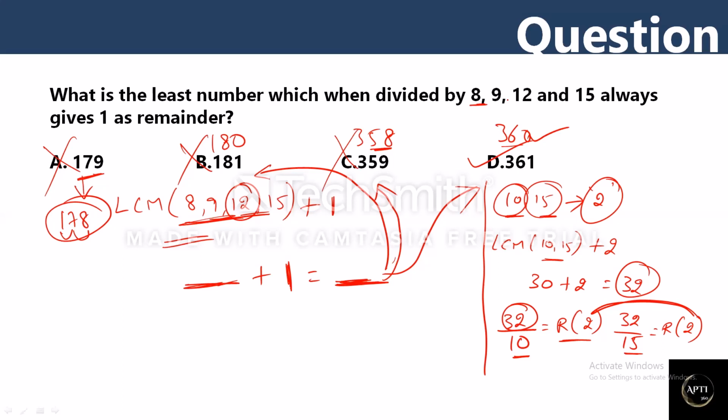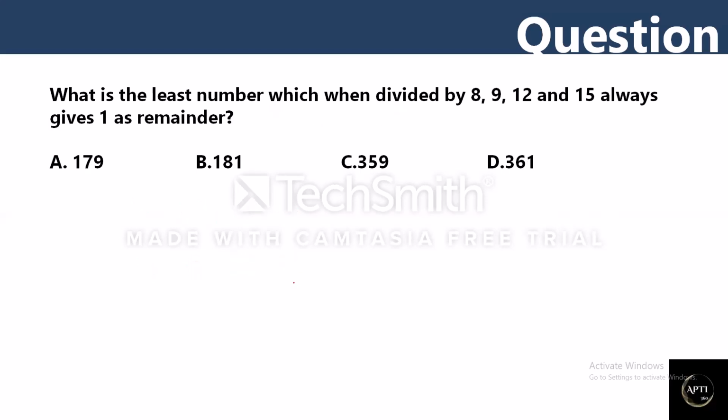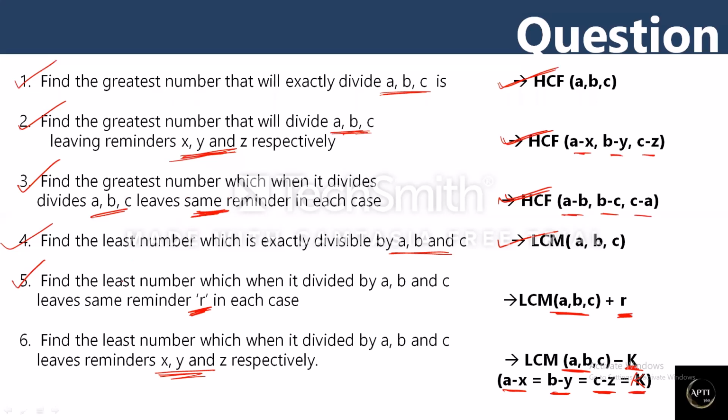I hope you are all clear with this question, so we'll go to the next one. If you observe this question, can you guess which category it falls under? Which application? What is the least number which, when divided by 20, 25, 35, 40, leaves remainders 14, 19, 29 and 34? If you observe the previous applications, can you see the sixth application?